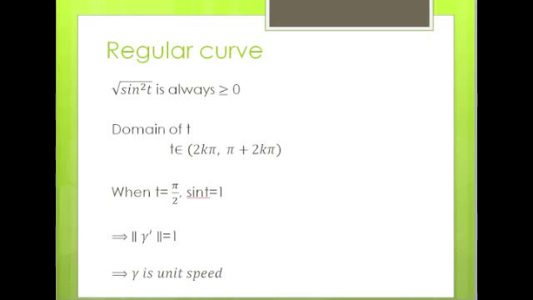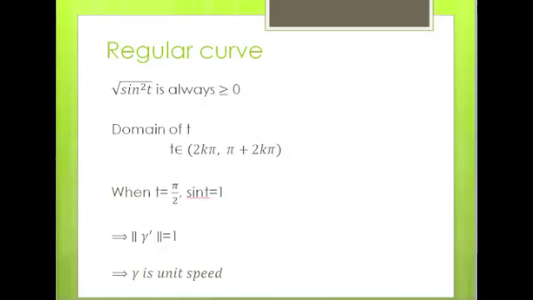As the square root of sine t squared is always greater than or equal to 0, we need to find the t at which it makes the square root of sine t squared always greater than 0. The t needs to be in an open interval, which is from 2k pi to pi plus 2k pi.